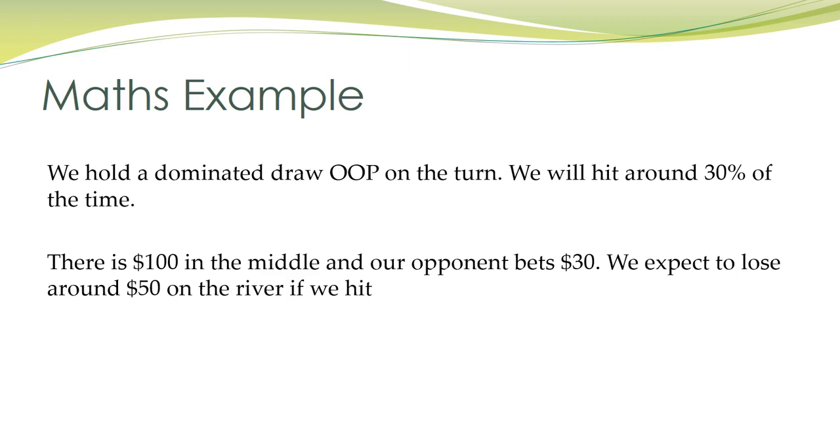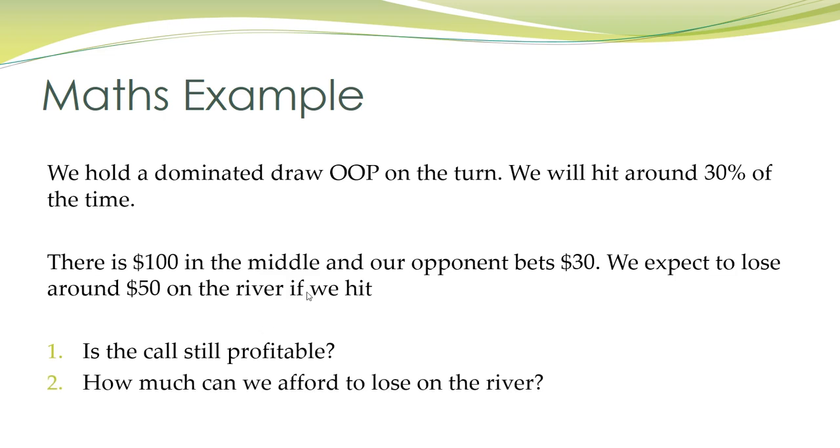We're going to lose $50, but in some senses, we're not really losing $50. We're still making money. We're just not making everything that's currently in the pot, because we're going to lose money on the later streets when we hit. So here are the questions you have to answer. Is the call still profitable? That's the first thing. Do we get the right price to call here, factoring into account our reverse implied odds?